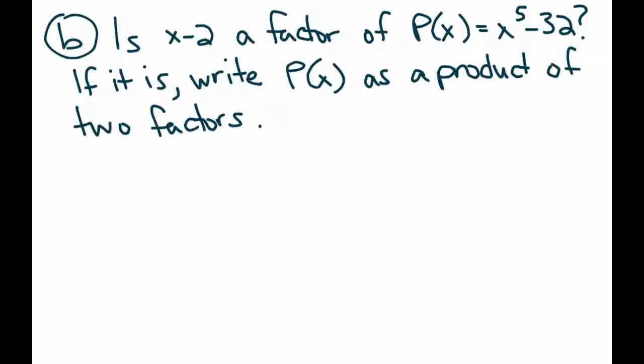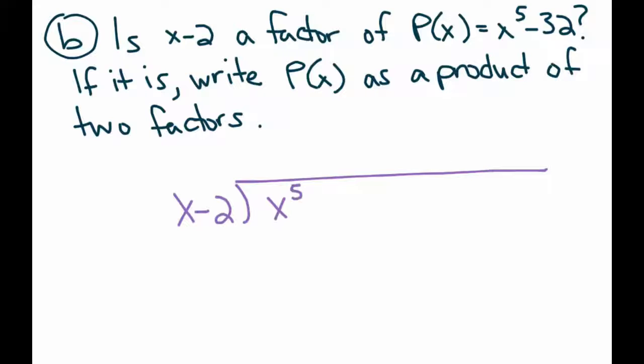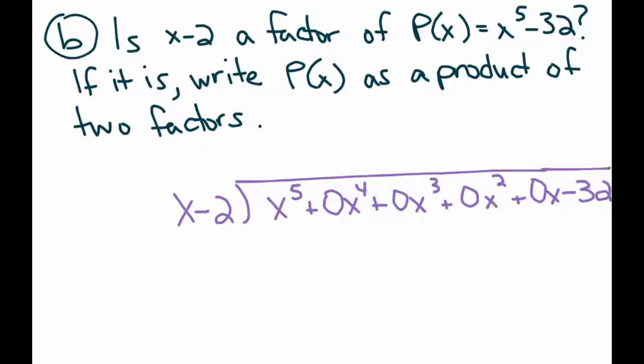All right, let's start with the fact that in order to determine if it's a factor, we're going to do polynomial division. If the remainder is 0, then x minus 2 is a factor. When we go to write this, because the first term is x to the fifth, I must account for the fact that there is no x to the fourth, no x to the third, no x squared, no x to the first, but there is a constant. All right, now let's do our polynomial division.